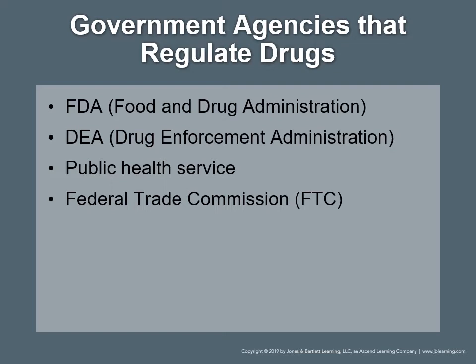and they are a division of the Justice Department. They are responsible for executing provisions of the Controlled Substances Act, which includes registration of physicians who are permitted to dispense controlled substances. The Public Health Service regulates biologic products. Biologic products are medications made from living organisms. This includes antitoxins and vaccines.